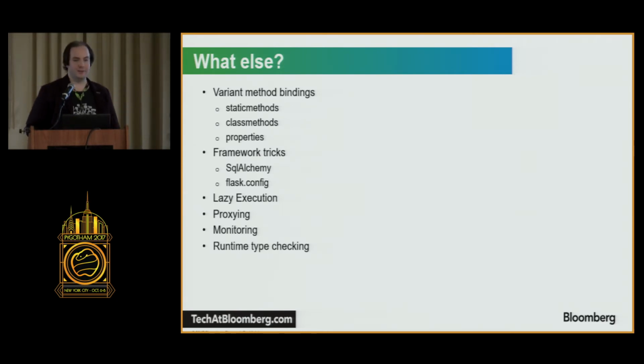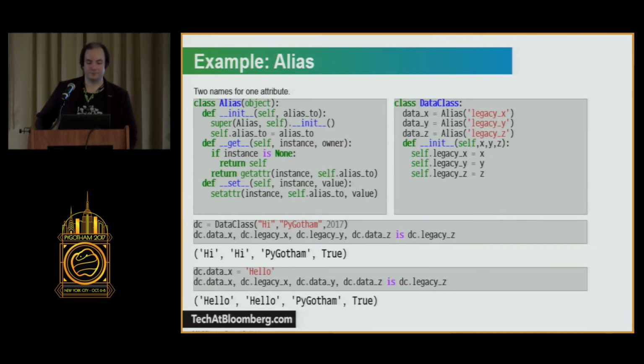It's also the way that if you start to write a lazy execution setup, you're likely to hit this, or if you're proxying something. You might insert a descriptor for monitoring so you can see every time someone accesses data as it goes through your system. Runtime type checking, like traits, is using and relying on these descriptors to make it work. Let's pull an example here.